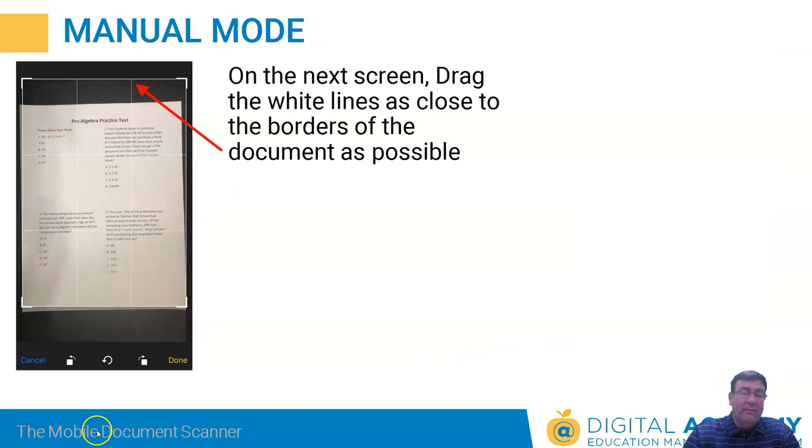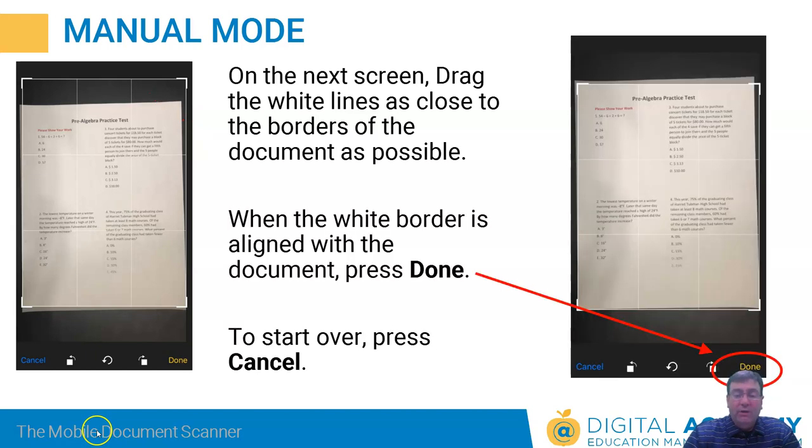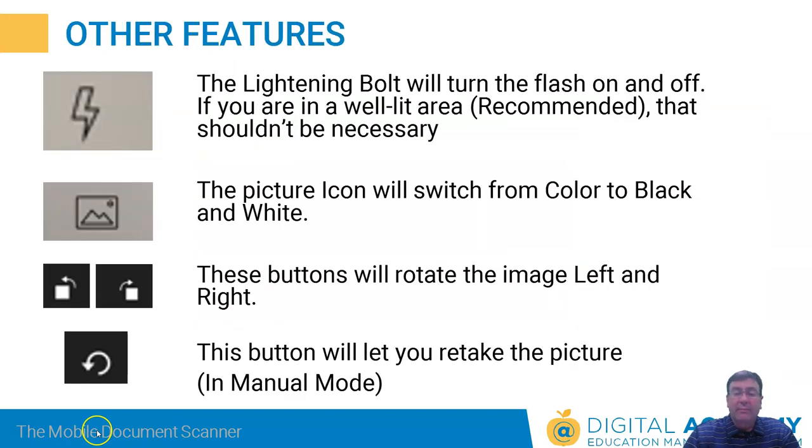Once you click the scan button, you'll be on a screen that's surrounded in white lines. You can click and drag the lines so that they match the border of the document. You want to try to move the lines as close to the border as possible. And then, when you're done, click Done, and it will take you back to the main page.